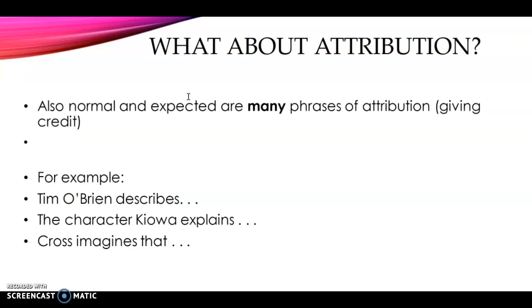What about attribution? Well, it's also normal to have many phrases of attribution, where you give credit to the text. For example, "Tim O'Brien describes," "the character Kiowa explains," "Cross imagines that." The reason, like I said with summary, that you want to give phrases of attribution is it shows the reader that you're giving credit to someone else's ideas. It distinguishes your words from the author's, or your thoughts from the author's.